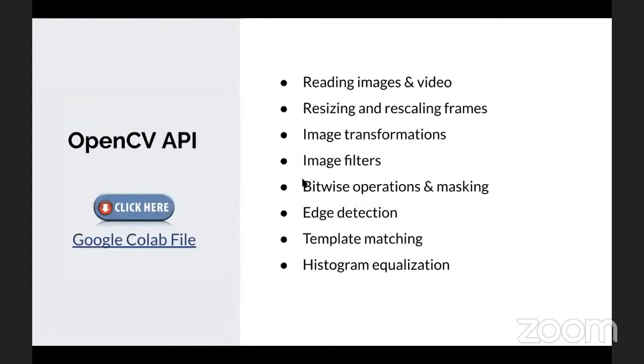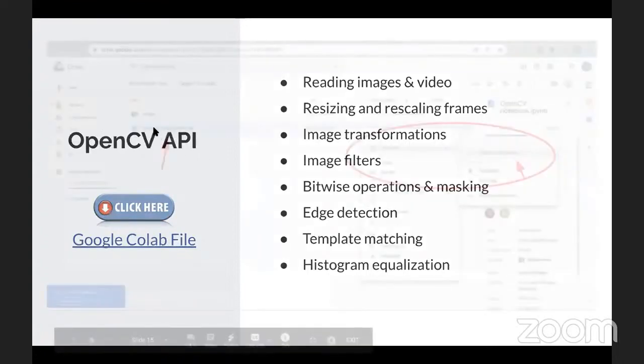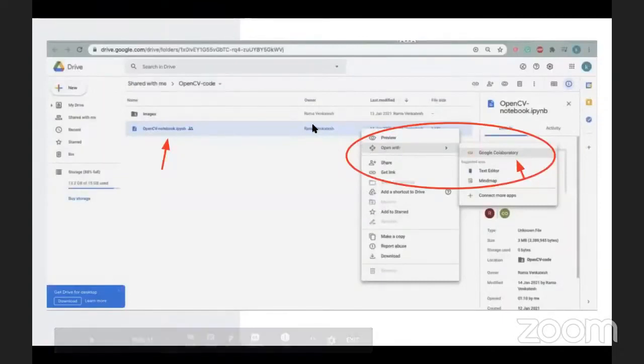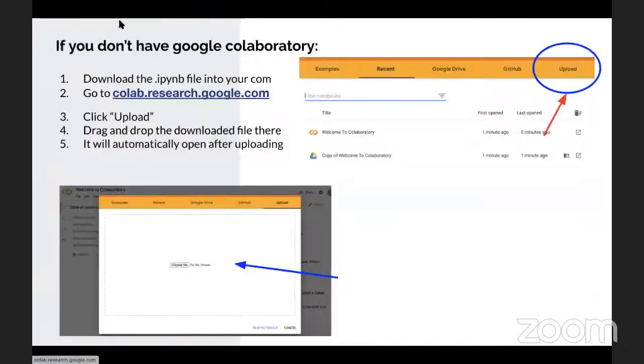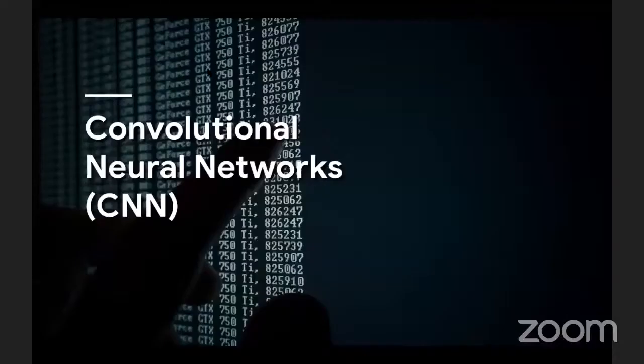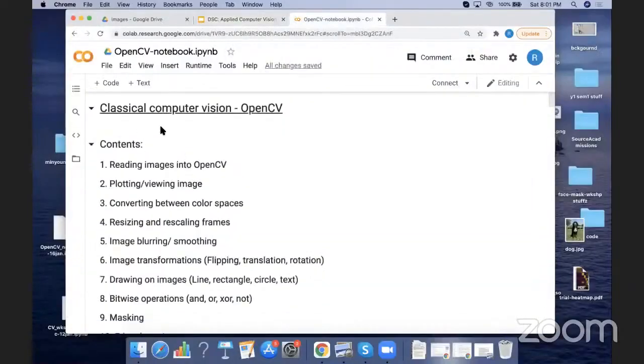I'll now be explaining some common steps that you would do in computer vision tasks and how to go about doing them in code. We'll be using the OpenCV library in Python, which is a library meant for computer vision tasks. If you click the link here, it will bring you to a folder where you can see a Python notebook. You can right click and open it with Google Colaboratory. For those who don't have Google Colaboratory, you can download the file onto your computer, go to the Google Colab website, click upload, and upload your notebook there, and it will automatically open. So you would see something like this.